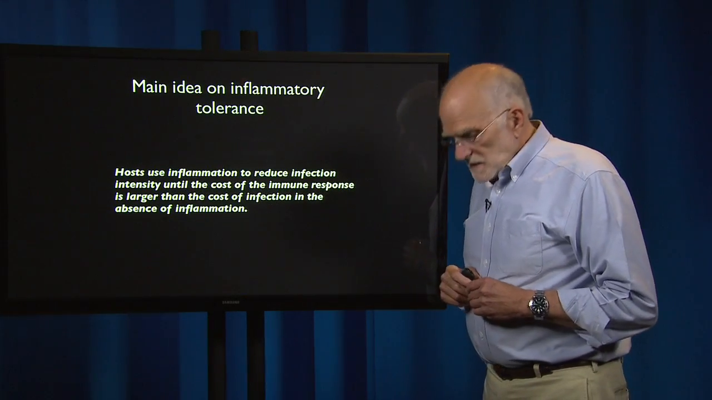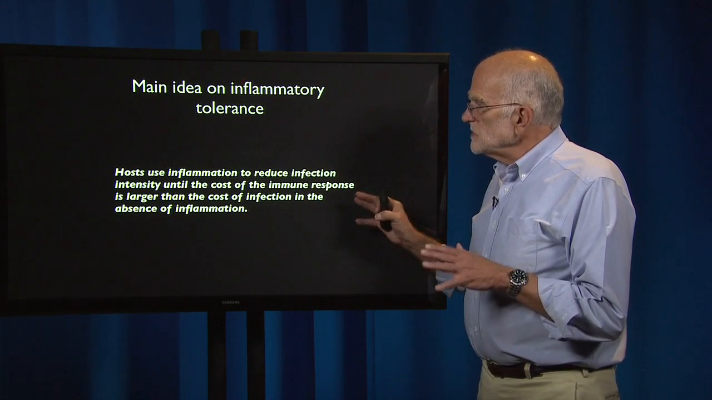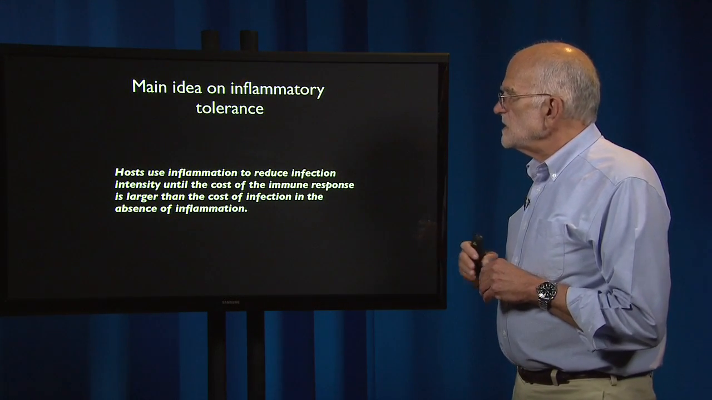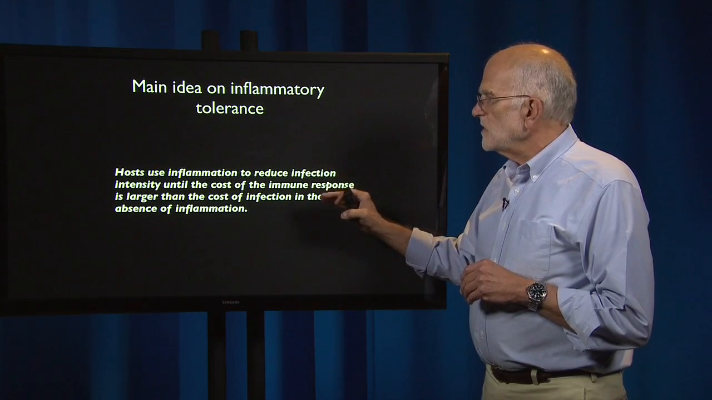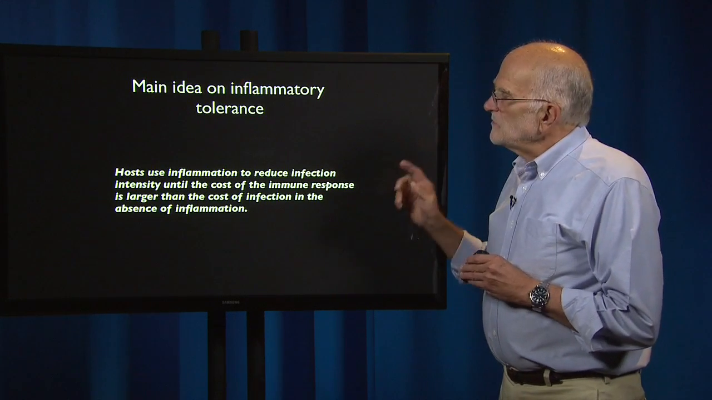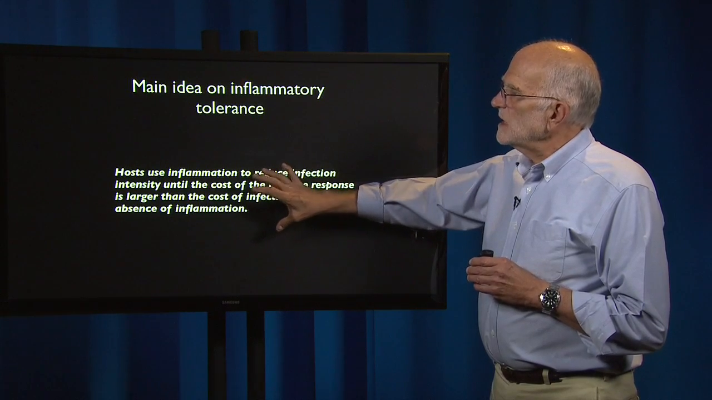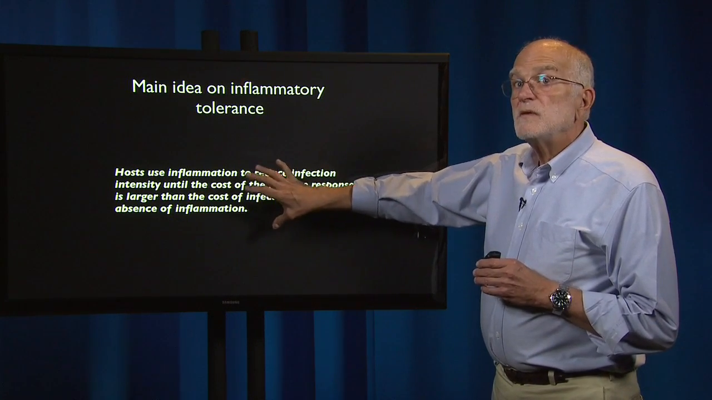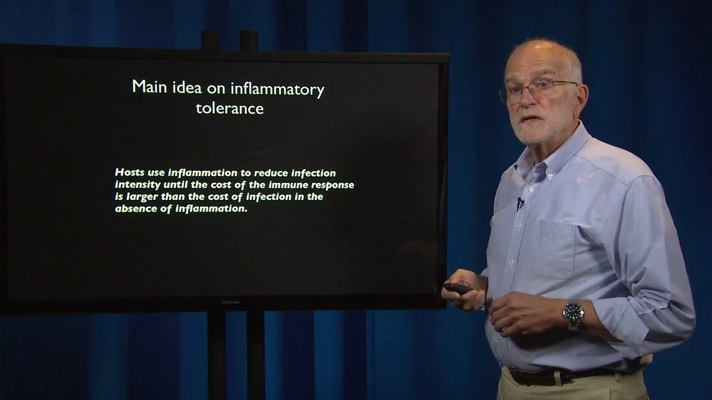So the main idea on inflammatory tolerance is that hosts use inflammation to reduce infection intensity until the cost of the immune response is larger than the cost of infection in the absence of inflammation. If those people in the 1918 flu epidemic had been obeying that rule properly, many, many fewer would have died. However, this is not what happened in that case.